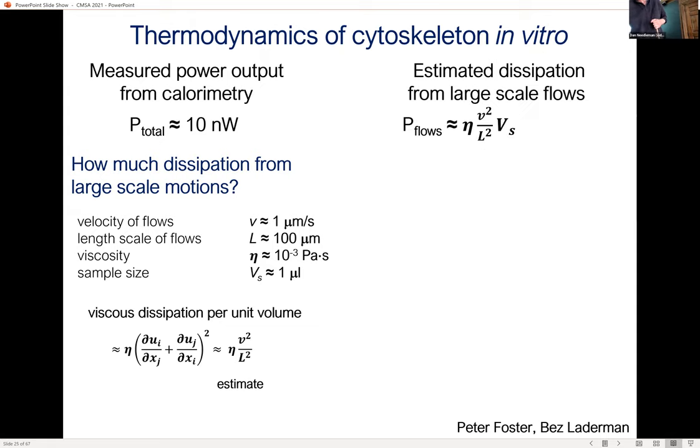Good. For turbulence, what would you get for something like this? Just normal turbulence, what would you get? How is the energy distributed across the different scales?